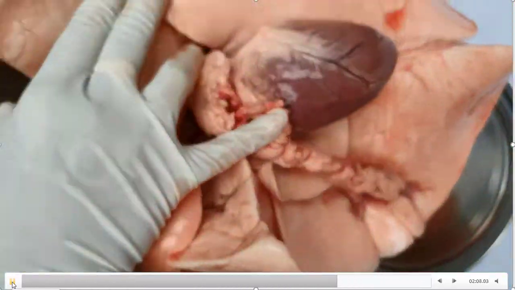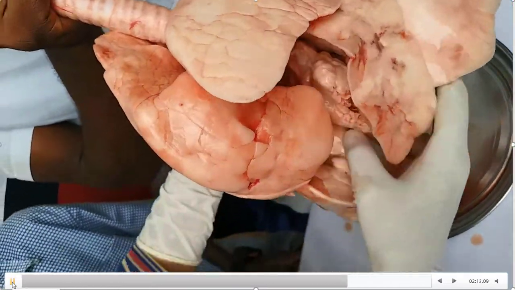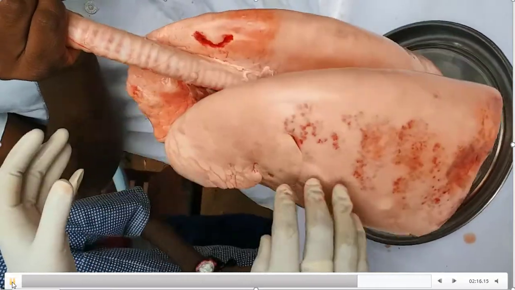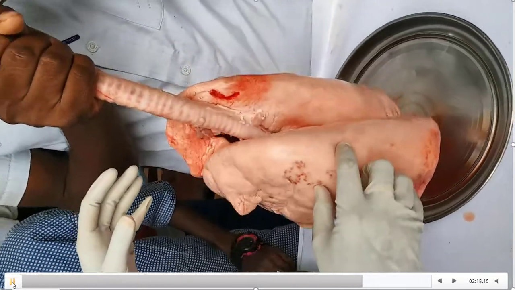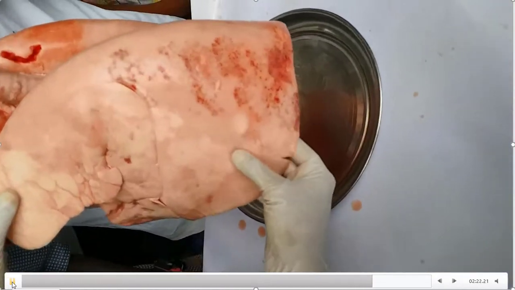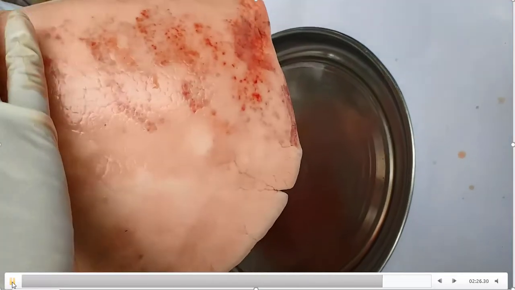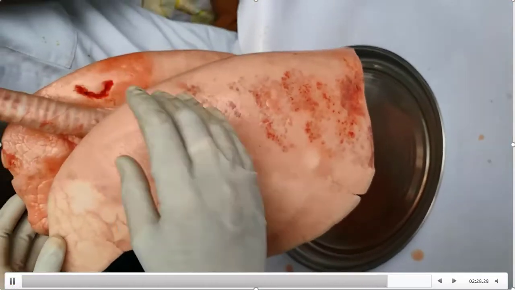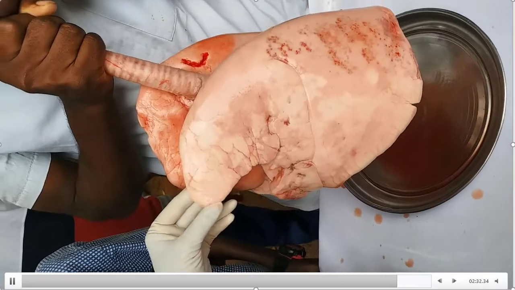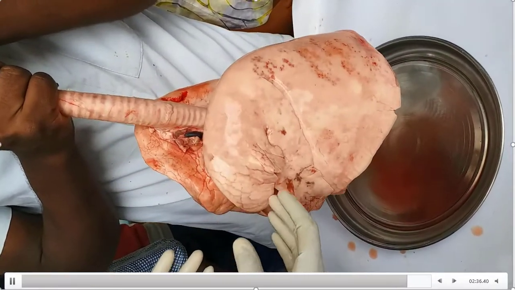Why is the left lung smaller? If you observe the back of the left lung, we have the heart. To accommodate the heart, the size of the left lung is smaller. Okay, children? Very smooth and elastic nature, spongy nature.